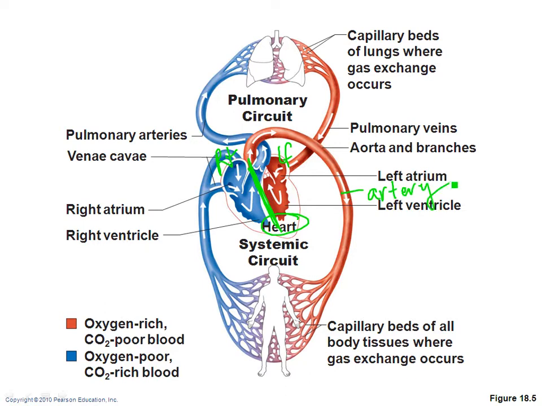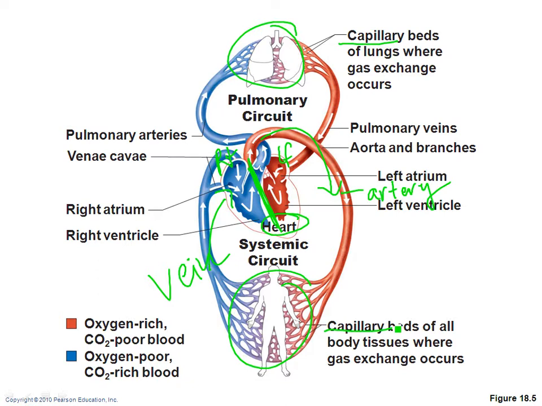Artery. If we're taking blood, and you can see the arrows, it's taking blood away from the heart. If we're taking blood back to the heart, what are we called? We're called a vein. Any site of exchange is a capillary. So what's this? Capillary. What's this? Capillary.